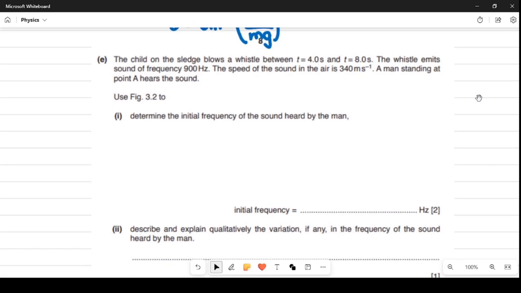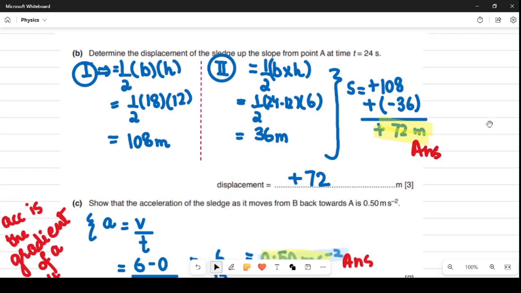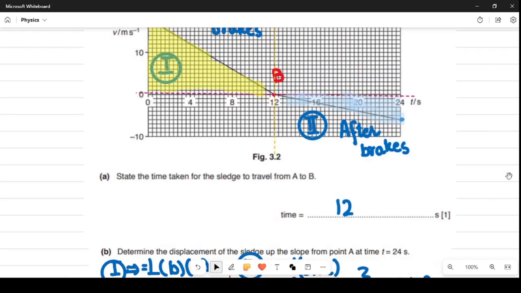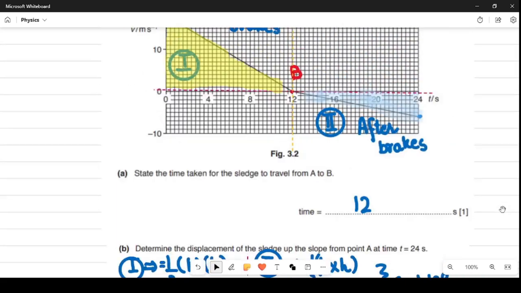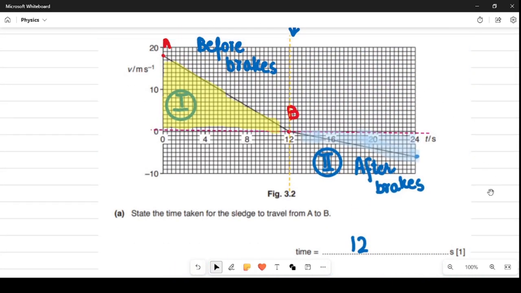The child on the sledge blows a whistle from t equals 4 to t equals 8 seconds. First of all, let's determine t equals 4 and t equals 8. We basically have to determine beforehand whether it is from A to B or B back to A. So this is A to B. 4 to 8 seconds lies in the first part of the journey. This means the child on the sledge is moving towards B from t equals 4 to 8 seconds. We are concerned with this section, the first part of the journey.